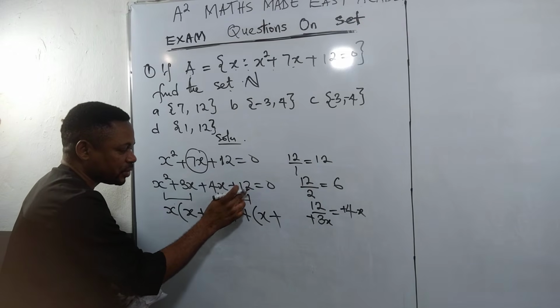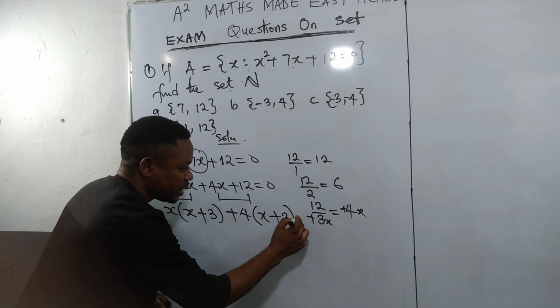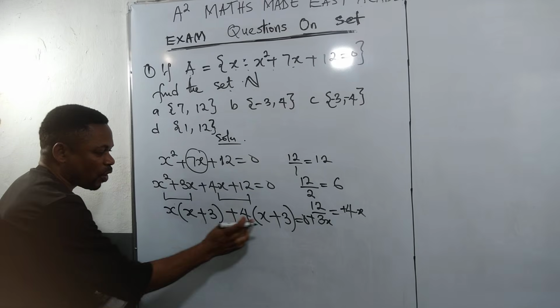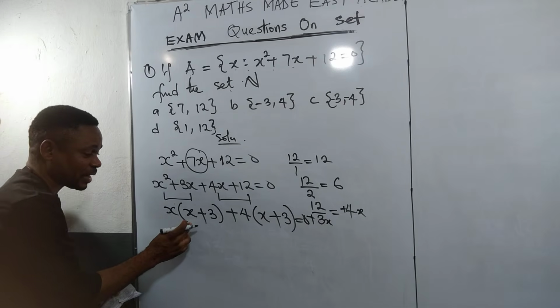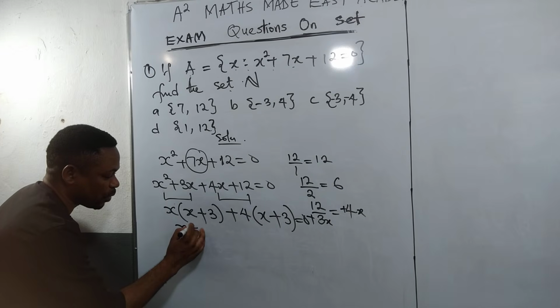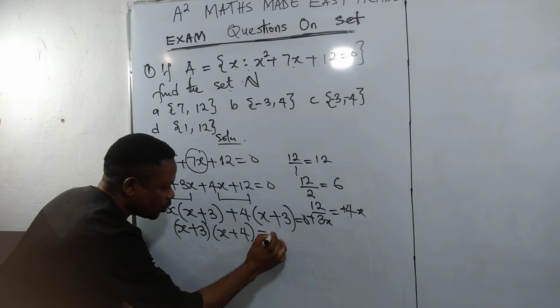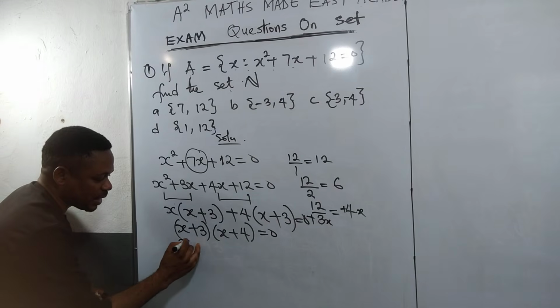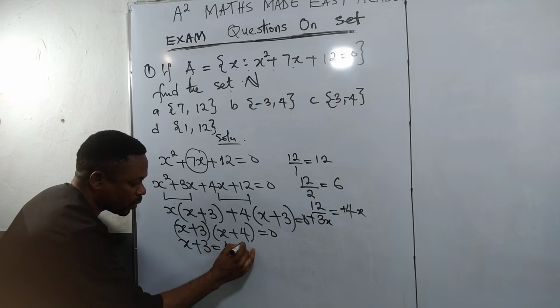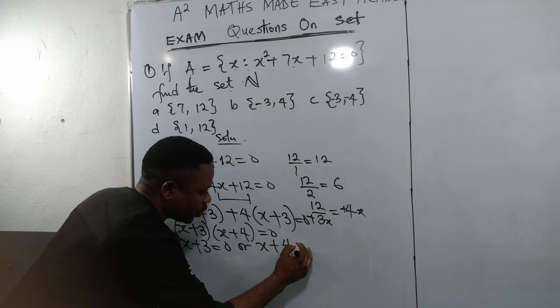Now this can go into this how many times? 3 times. Are you there? Then equal to 0. Can you observe that the ones inside the bracket are the same? I will now say x plus 3, pick one, then followed by x plus 4. Everything should be equal to 0. Can I say x plus 3 is equal to 0 or x plus 4 is also equal to 0?